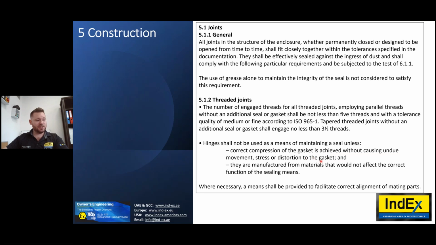So the most important thing of Ex t, protection by enclosure, tightness, is the use of a gasket, okay? They are manufactured from materials that would not affect the correct function of sealing. So consider the external ambient conditions, such as corrosive substances, also liquids, and other impacts that may be had on an O-ring. Where necessary, a means shall be provided to facilitate correct alignment of the mating parts. So sometimes you'll see an enclosure with guiding posts, and it helps make a proper connection.